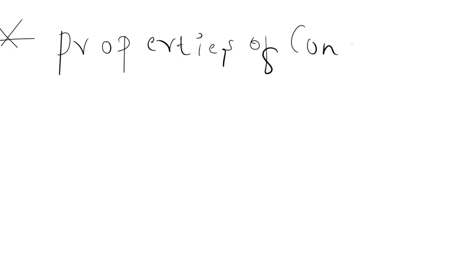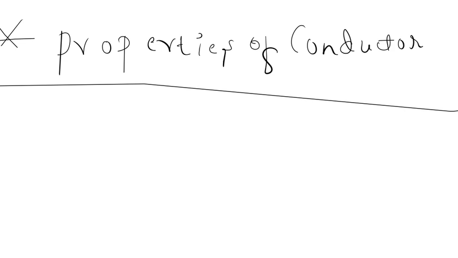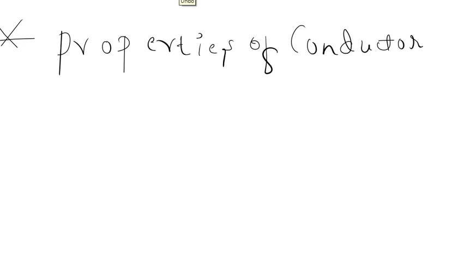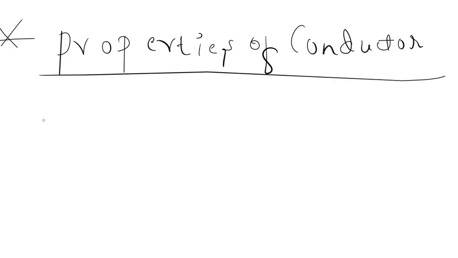Okay. Now, let us discuss some properties of conductor. What are the properties of conductor? Let us study in this class. See, the first and foremost important property is that the electric potential inside the conductor is zero.